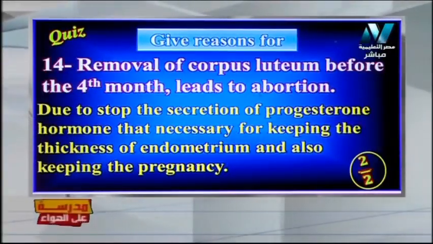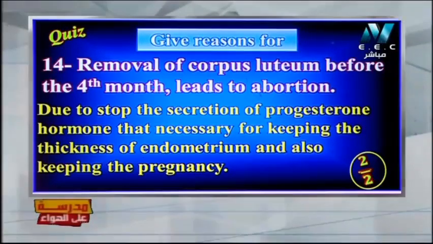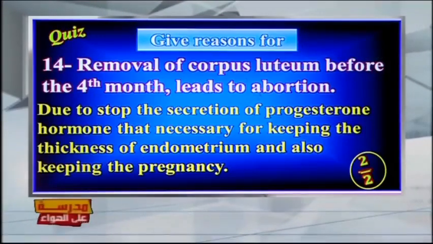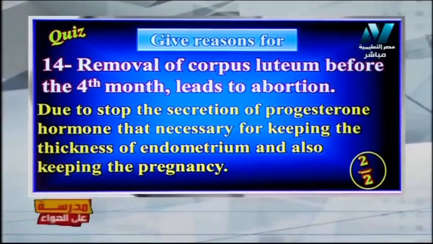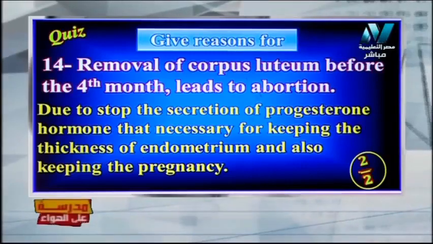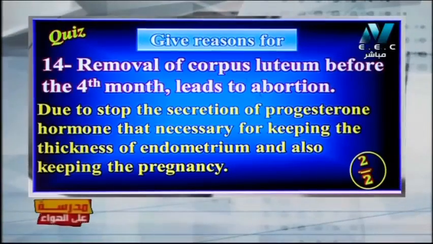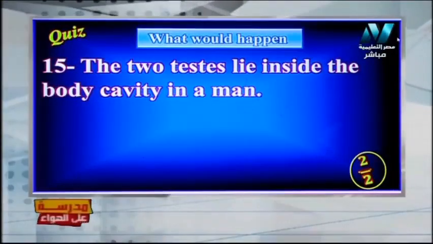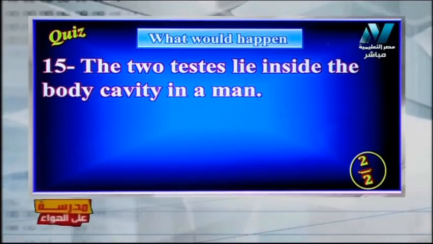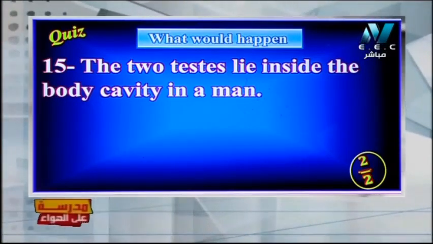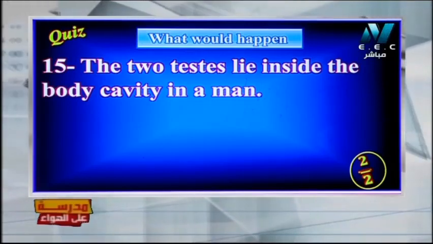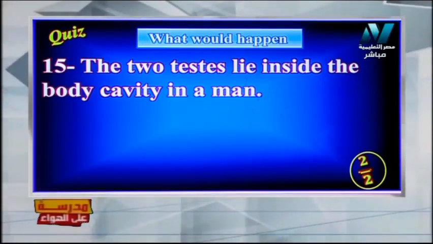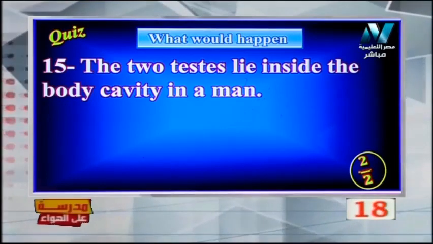طبعا due to the stop of secretion of the progesterone hormone that is necessary for keeping the thickness of the endometrium and also keeping the pregnancy or the adhering of the endometrium to the uterine muscle. طبعا الكوربس لوتيوم طالما قبل الفورث مانث معروف ان هيحصل ابورشن، والإجابة ليه دي مسألة سهلة. آخر سؤال عندنا في الكويز بتاع النهارده بيقول لي what would happen if the two testes lie inside the body cavity in a man. معاك 20 ثانية تقول لي الإجابة، وده سؤال برضه سهل ولذيذ ومفيش مشاكل.